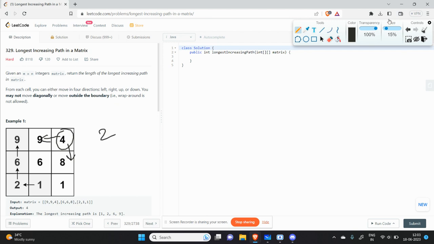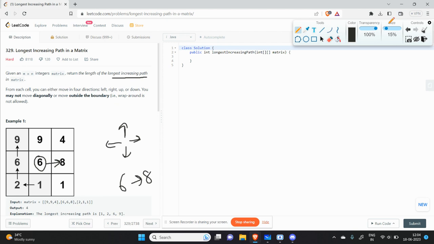Let's say you started with 6 and I want to see what would be the maximum length possible, the longest increasing path length possible. So from 6 can I go to 8? Yes, it is allowed. From 8 can I go anywhere? No, it is not allowed because you can go only in 4 directions, and upward is smaller, downward is smaller. You can't go to the left one and you can't go to the right one. So if I start from 6 and decide to go in the right hand direction, then I would just have 6 and 8.